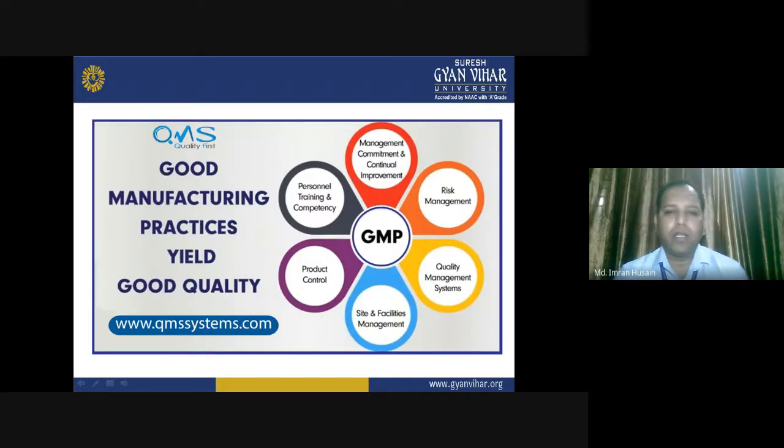So good manufacturing practices yield good quality products. How is it made sure? There are some components of GMP: personal training and consistent competency. Every time, the individuals who are working there, are they thoroughly trained? They know what they are doing, what the pros and cons are, and how well versed they are.